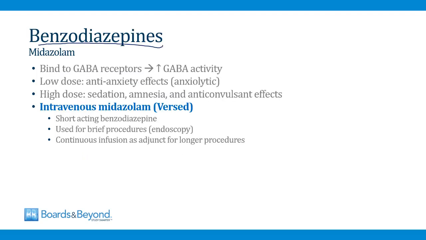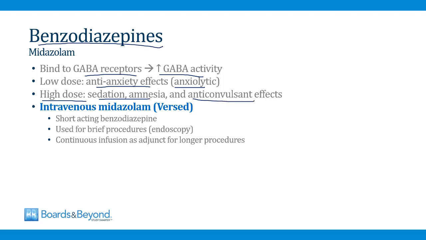Let's talk about benzodiazepines. These drugs bind to GABA receptors, leading to an increase in GABA activity in the brain. At low dosages, benzodiazepines have anti-anxiety effects. They are anxiolytics, and they're often used in the outpatient setting for this purpose as oral drugs. At higher doses, like are used in anesthesia, benzodiazepines cause sedation and amnesia. They are also anticonvulsants at higher dosages.